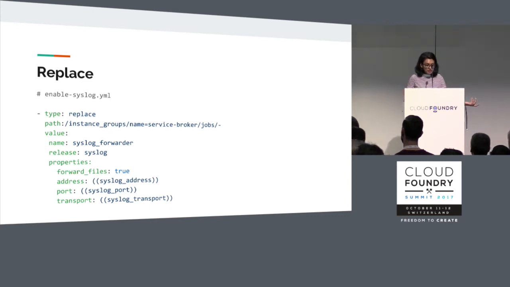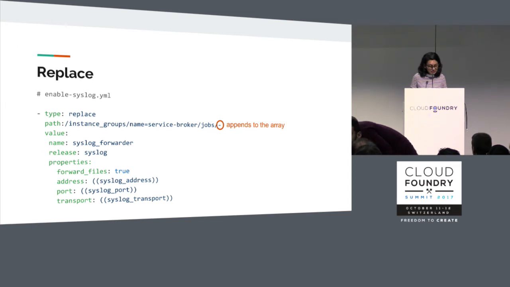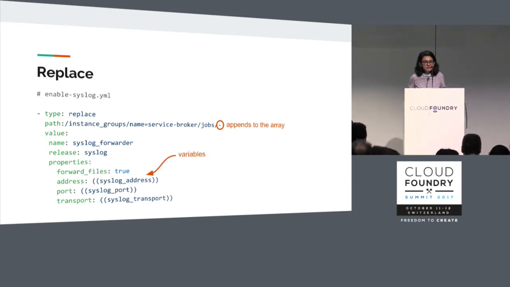Jobs is an array in the Bosh manifest. And I can use this dash syntax to say that I'm appending to an array. And then I can specify the job syslog forwarder and start adding that to the manifest. You can also use numerical syntax here as well, for the zeroth index element, things like that. I'm also using variable syntax here, which is pretty nice, especially for something like this.